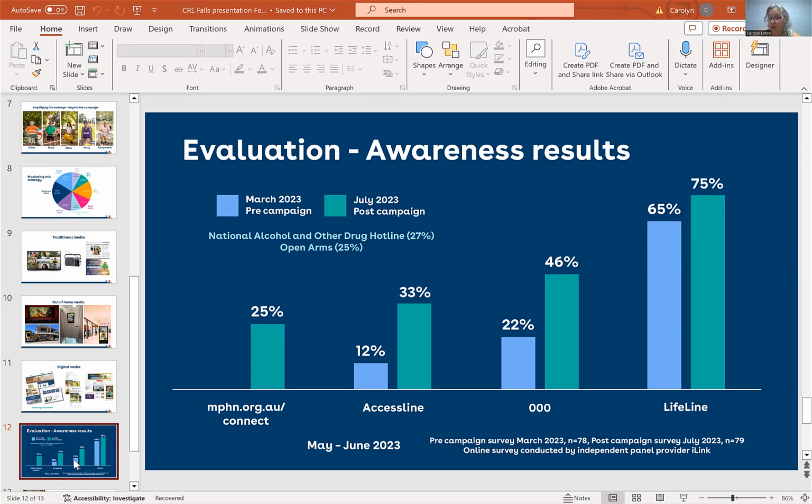And you can see that before we started, mphn.org.au/connect, the call to action where people were sent, didn't really exist. At the end of the campaign, 25% of the respondents were aware. Access Line, which was a phone triage line, awareness went from 12% to 33%. And there are just a couple of other points for comparison of other services.